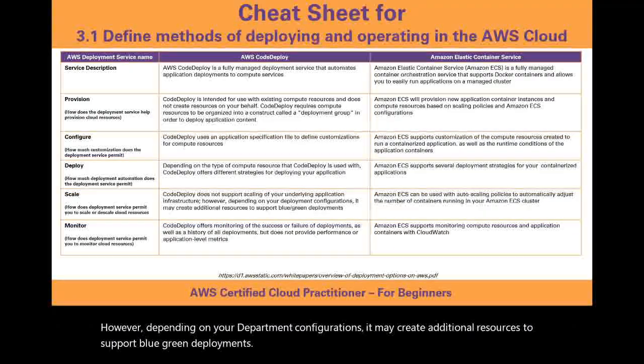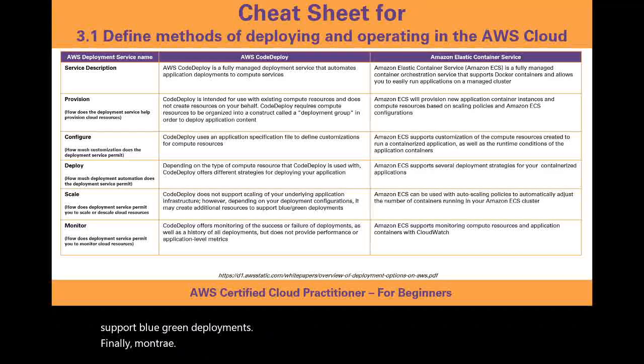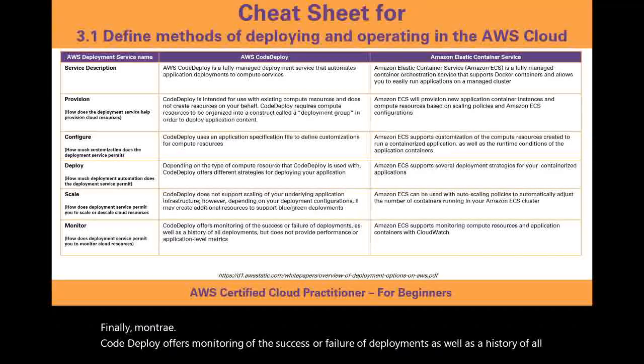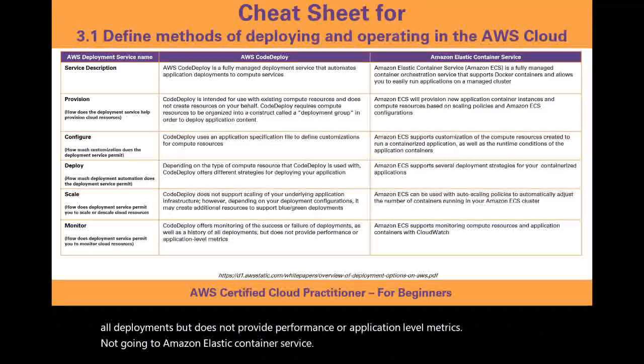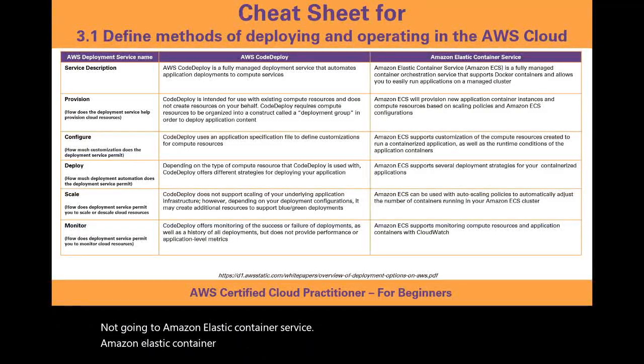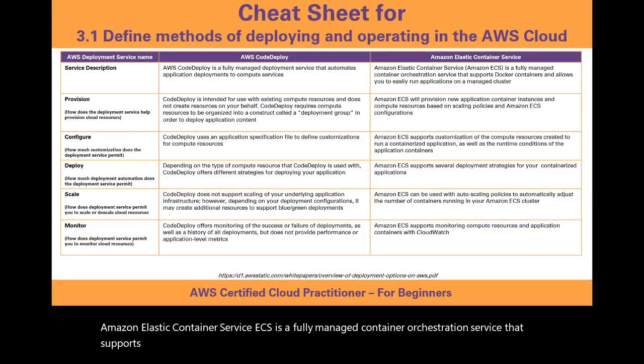Finally, monitoring. CodeDeploy offers monitoring of the success or failure of deployments, as well as a history of all deployments, but does not provide performance or application level metrics. Now going to Amazon Elastic Container Service. Amazon Elastic Container Service, ECS, is a fully managed container orchestration service that supports Docker containers and allows you to easily run applications on a managed cluster.